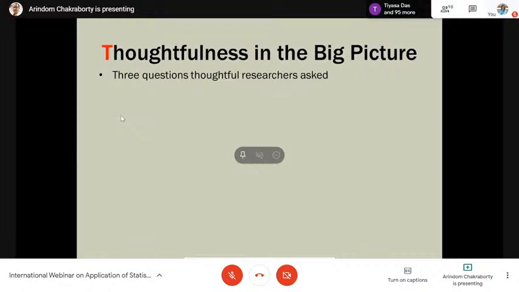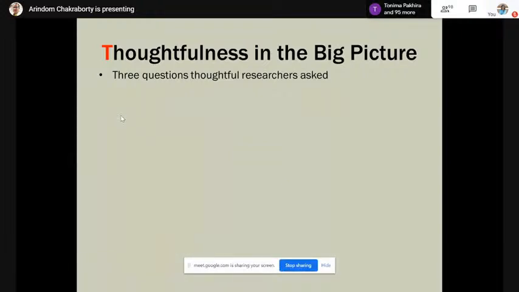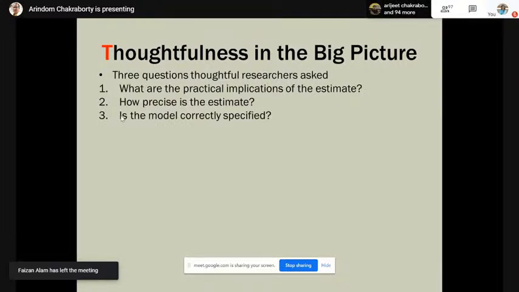Okay. So in the big picture, if I say what we mean by thoughtfulness, there are three questions thoughtful researchers will ask. What are the practical implications of the estimate? How precise is the estimate? Is the model correctly specified? These are the three questions I think all of us will face or have already faced.